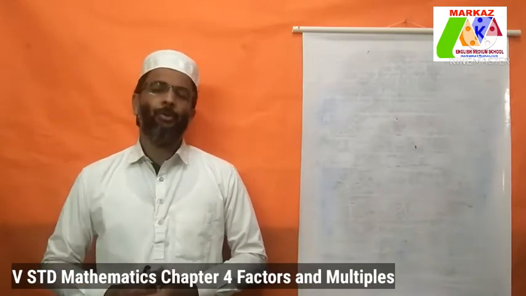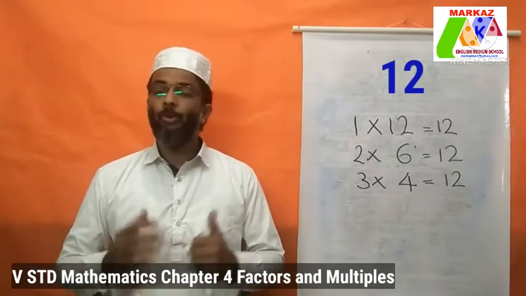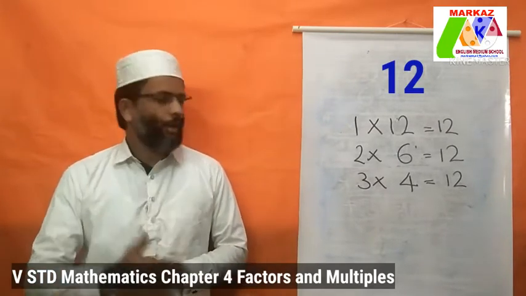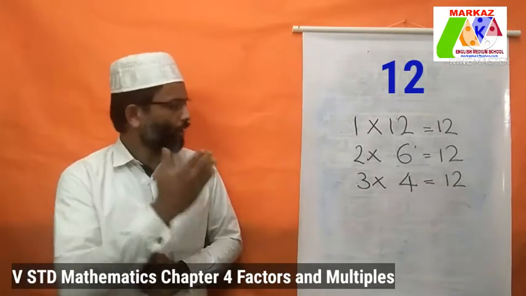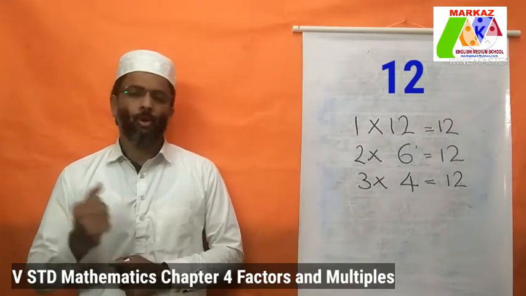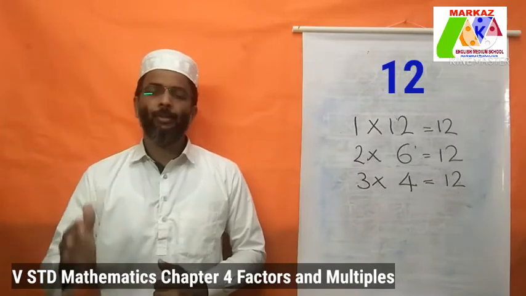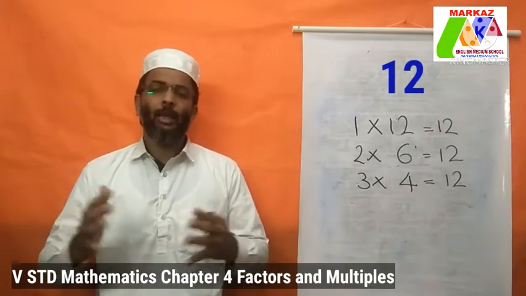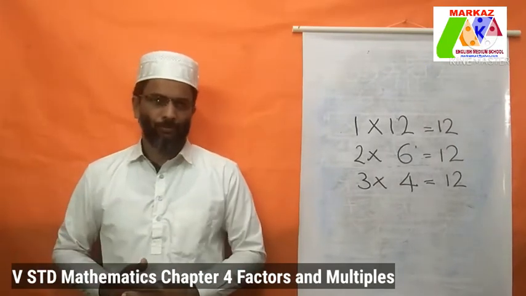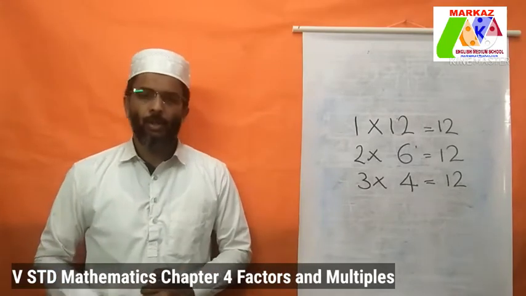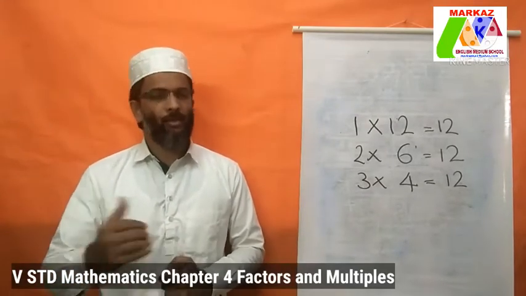Let's take the number 12. Let's find out the pairs of numbers that give 12 as their product. 1 into 12 is 12. 2 into 6 is 12. 3 into 4 is 12. So, we get 3 pairs of numbers that give us the product 12. No other pair of numbers when multiplied will give the product 12. Isn't it? Yes. Now, let us take each pair of numbers separately and understand what it means.